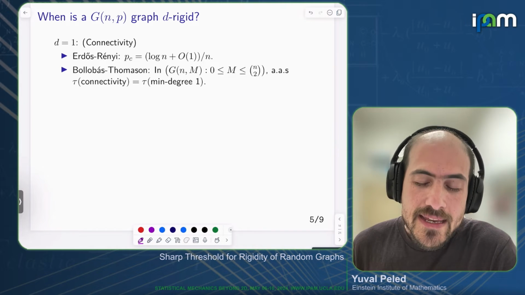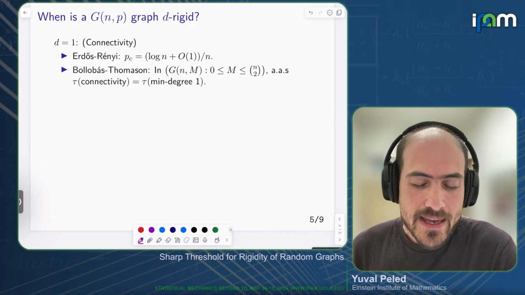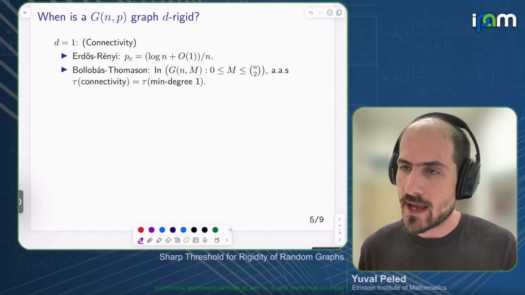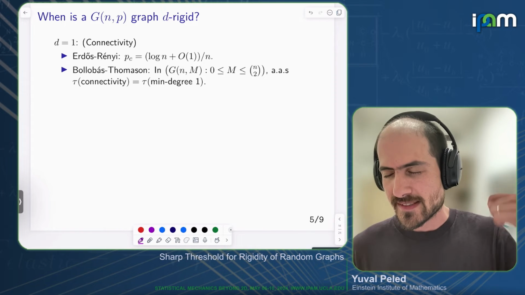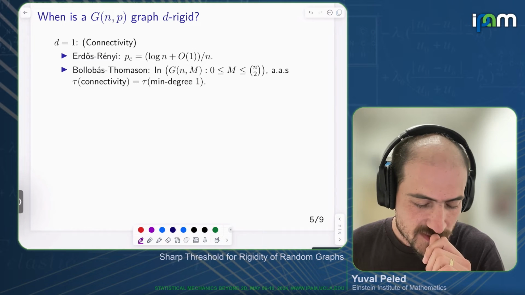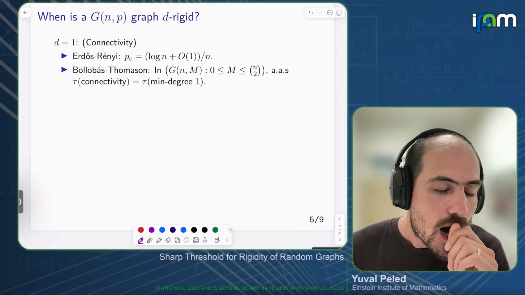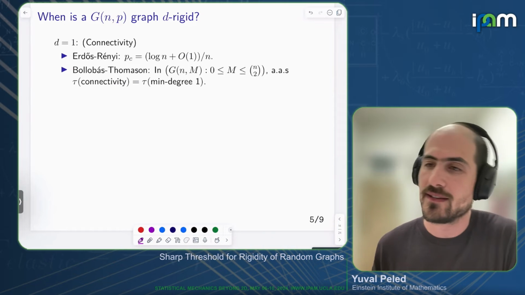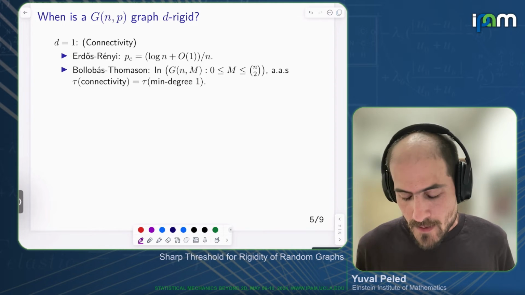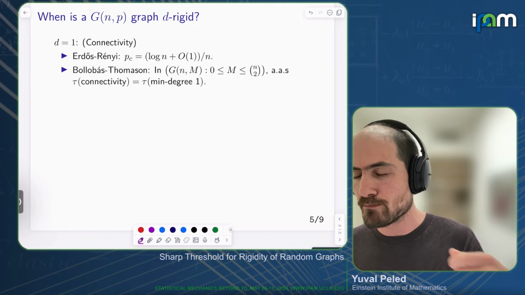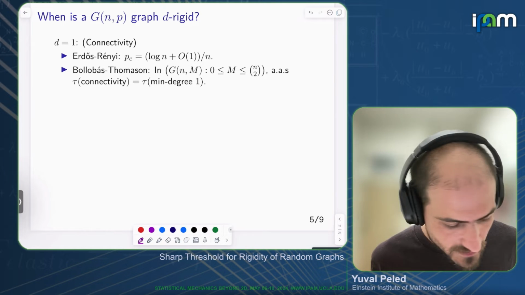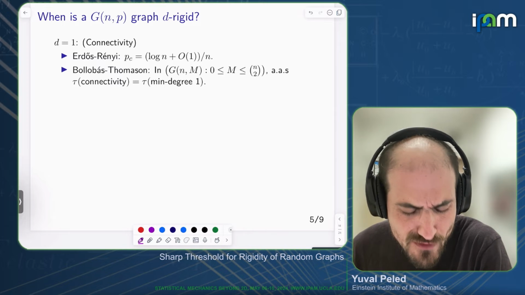And we in fact even know a stronger, what we call hitting time result, which means that if we do a random graph process where in each step we add a new random edge chosen uniformly, the moment that the graph becomes connected is equal with high probability to the moment in which its minimum degree is 1, or that it doesn't have any isolated vertices.